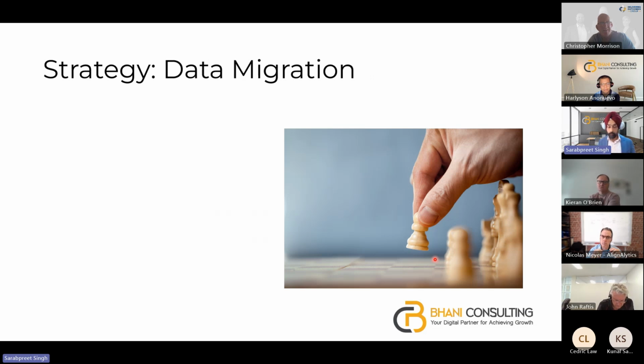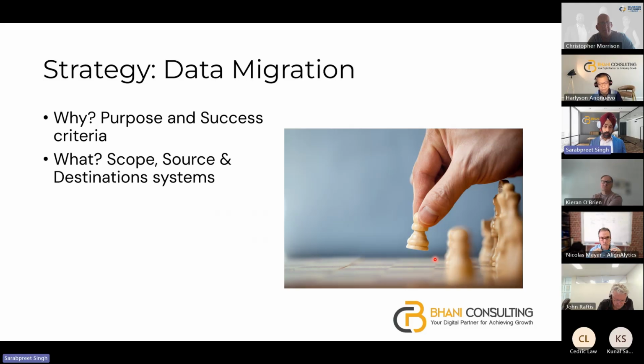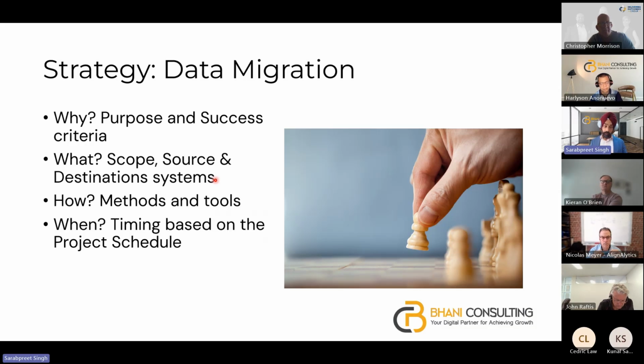Okay, let's quickly cover strategy. When I say strategy, it sounds scary, but it is very simple. When I say strategy of data migration, it is purely what is my purpose and what is my success criteria. So why I'm doing data migration and what is the success criteria, what is in scope, what are the source and destination systems, what are the methods and tools I'll be using, and when I'm going to do it. So this is really the timing based upon the project schedule, when the chart of accounts is due, when the customer, suppliers, parts data is due, and who is doing what, that ownership part.